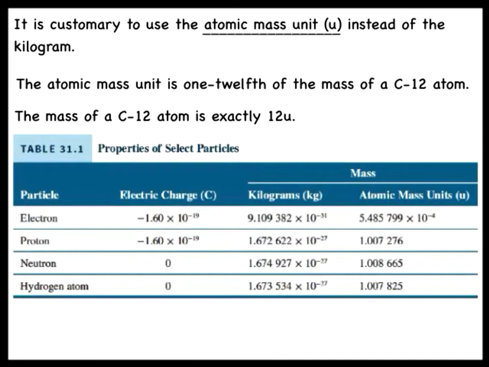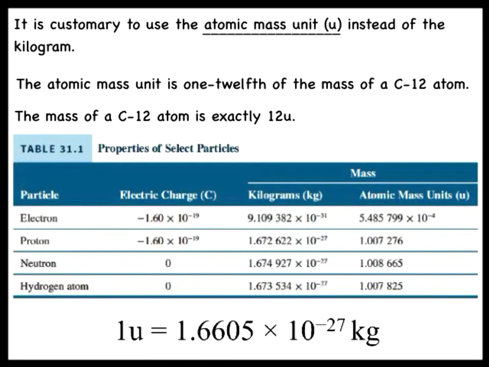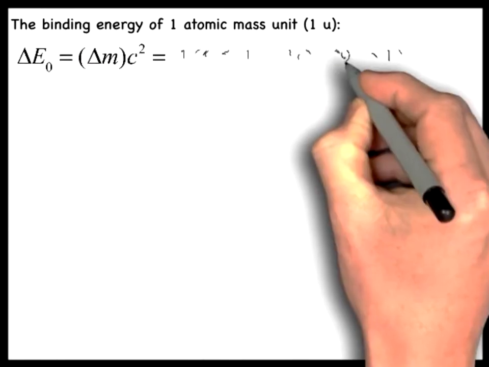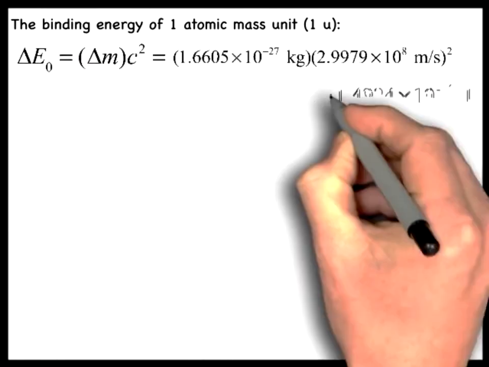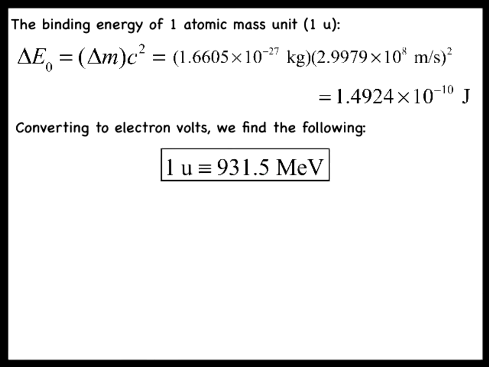For future calculations, the energy equivalent of one atomic mass unit can be determined by observing that the mass of a proton is 1.6726 times 10 to the minus 27 kilograms, or 1.0073 u, so that 1 u is equal to 1.6605 times 10 to the minus 27 kilograms, and delta E0 is equal to 1.4924 times 10 to the minus 10 joules. In electron volts, therefore, one atomic mass unit is equivalent to 931.5 mega electron volts.